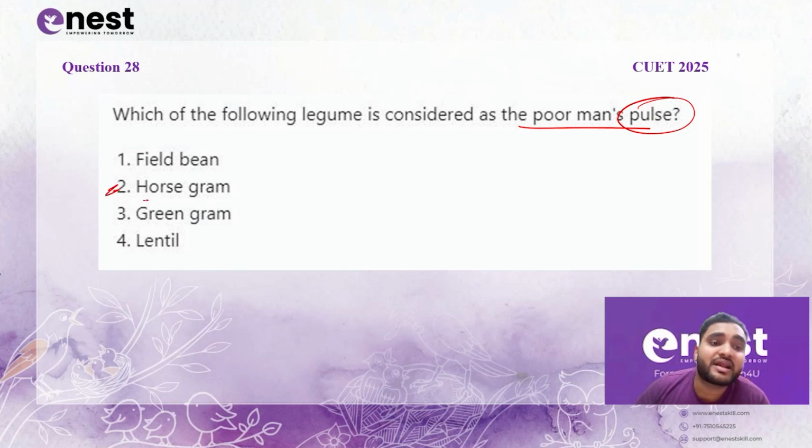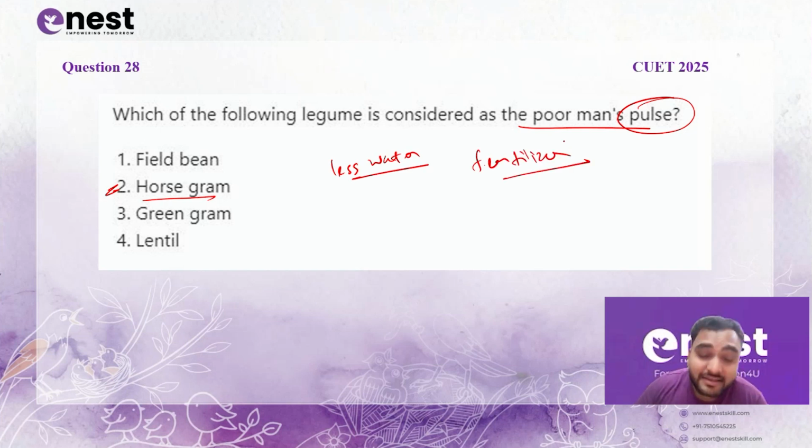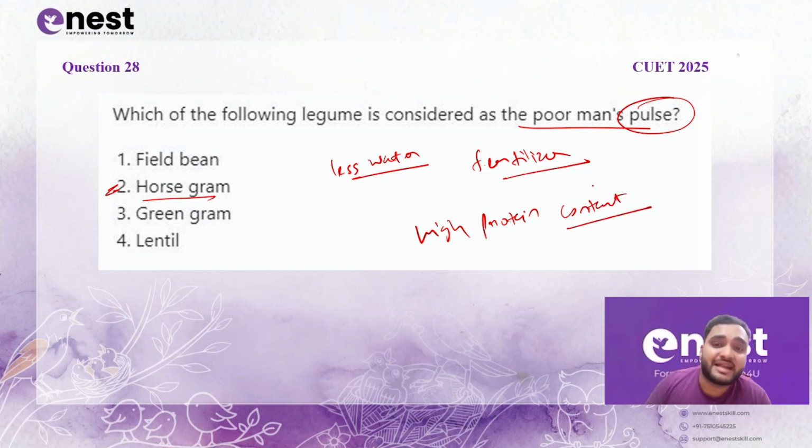Out of these, horse gram is the right option because it is the one crop which requires less water, less fertilizer, and even the yield is good if you compare to the other ones. It is very cheap, it is very widely available, it has a high protein content, it has a very good yield, it can easily grow in slightly dry soil, it does not require a high amount of water, it requires very less agricultural input.